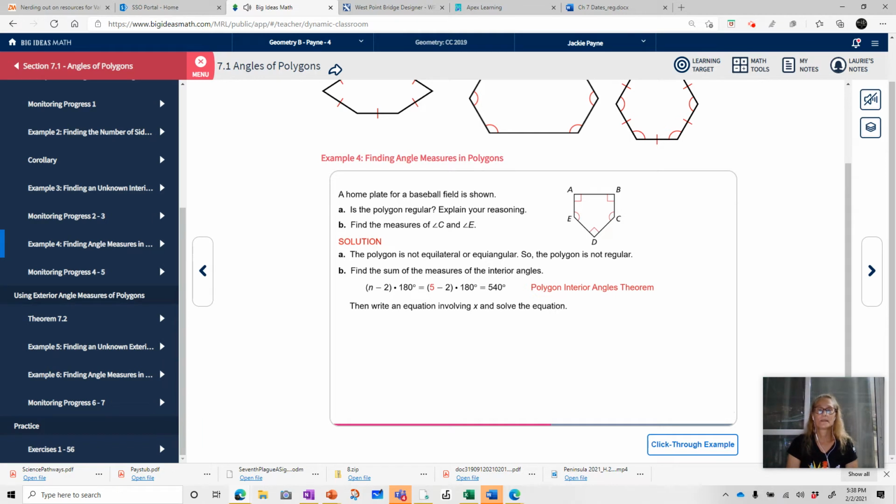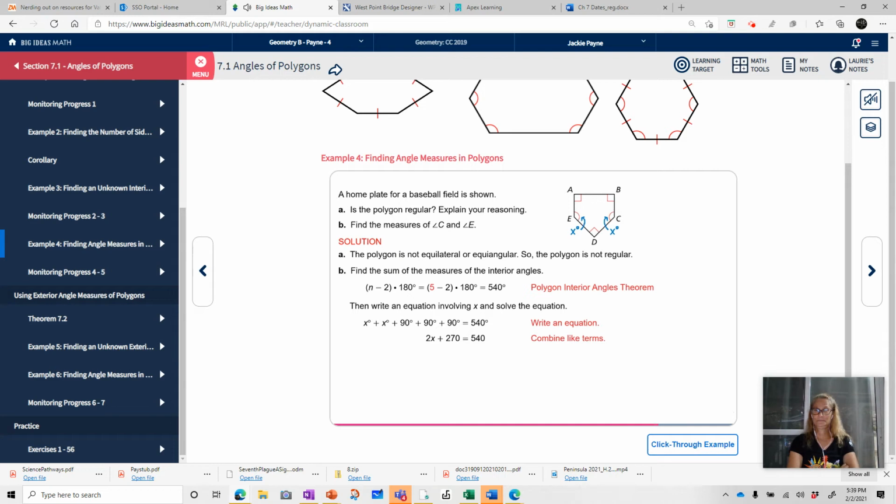Then write an equation involving x and solve the equation. Let the measures of angle C and angle E be x degrees. Then, because the sum of the measures of the interior angles is 540 degrees, you can write the equation x degrees plus 90 degrees plus 90 degrees plus 90 degrees equals 540 degrees. Next, combine like terms on the left side of the equation. This gives you 2x plus 270 equals 540.